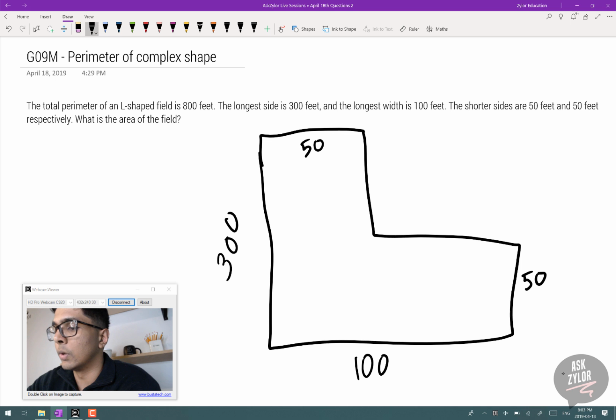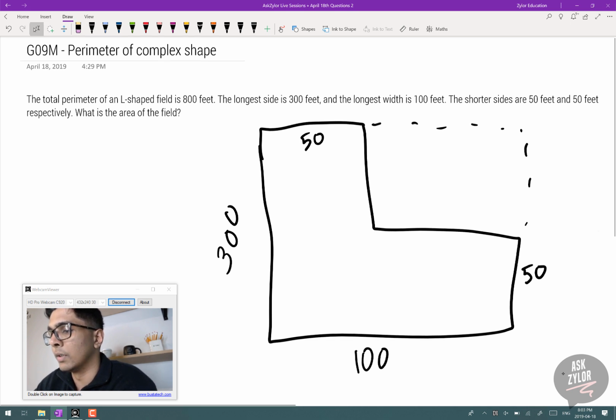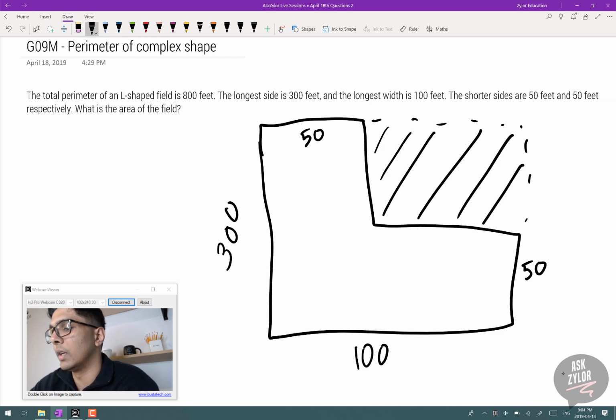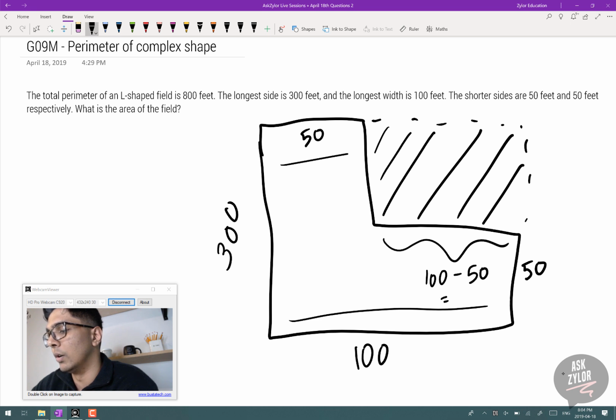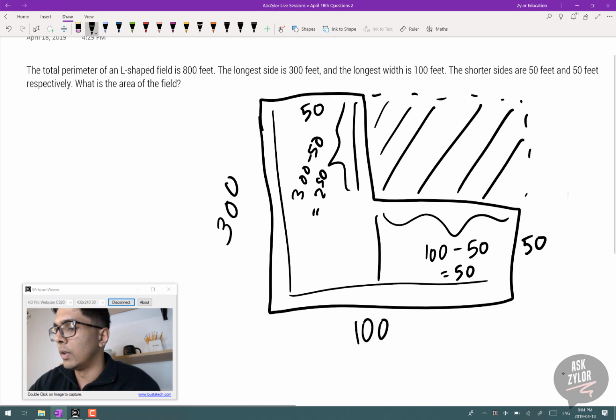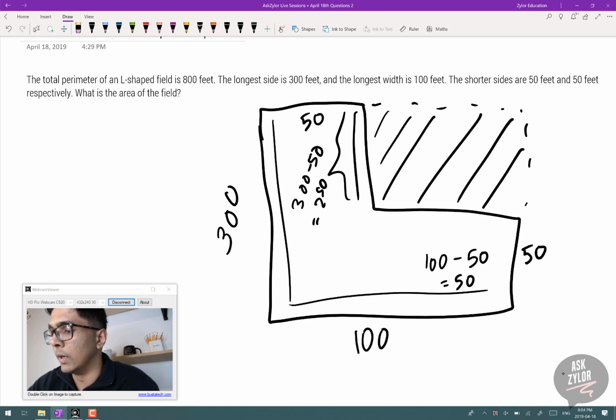So I can figure out the total area of my L-shaped field, or the entire box, and then subtract the area that's missing. Because I know what these lengths are: if the total length is 100 and this is 50, this length is going to be 100 minus 50, or in other words, 50. And this side, my total length is 300 but my shorter side is 50, so it's 300 minus 50, which is 250. So I know what all my sides are now. I know this is going to be 50. I know this is going to be 250.